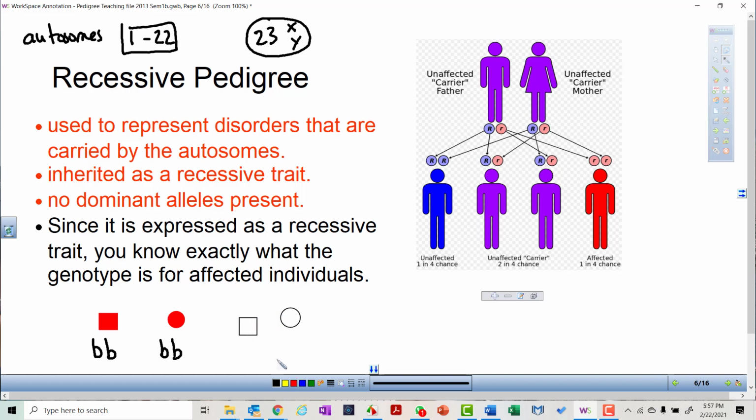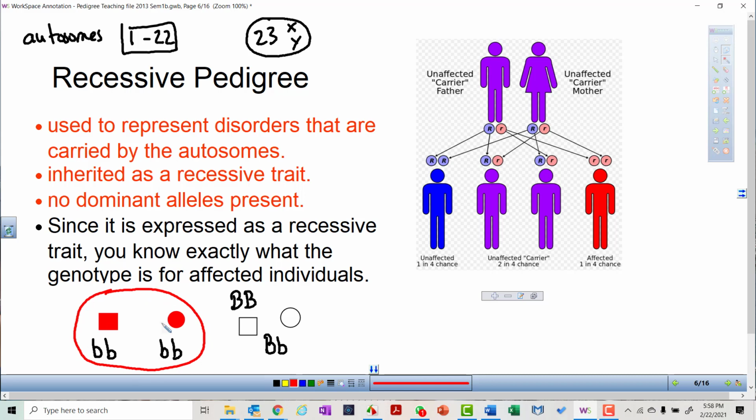These ones here that are clear, we don't know what they are, right? We just know that they must not be homozygous recessive. That means that these are either big B, big B, or big B, small b. Homozygous dominant or heterozygous, we don't know. So in a recessive pedigree, the ones that you can answer easily are the ones that are filled in, which is different than the one that we just saw, the dominant pedigree.